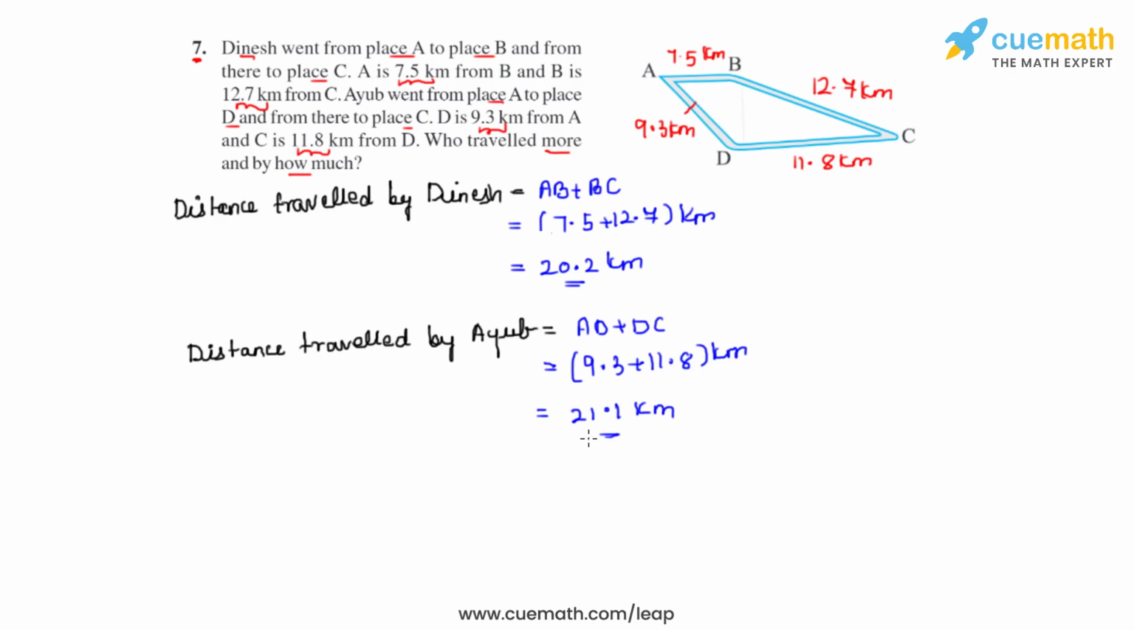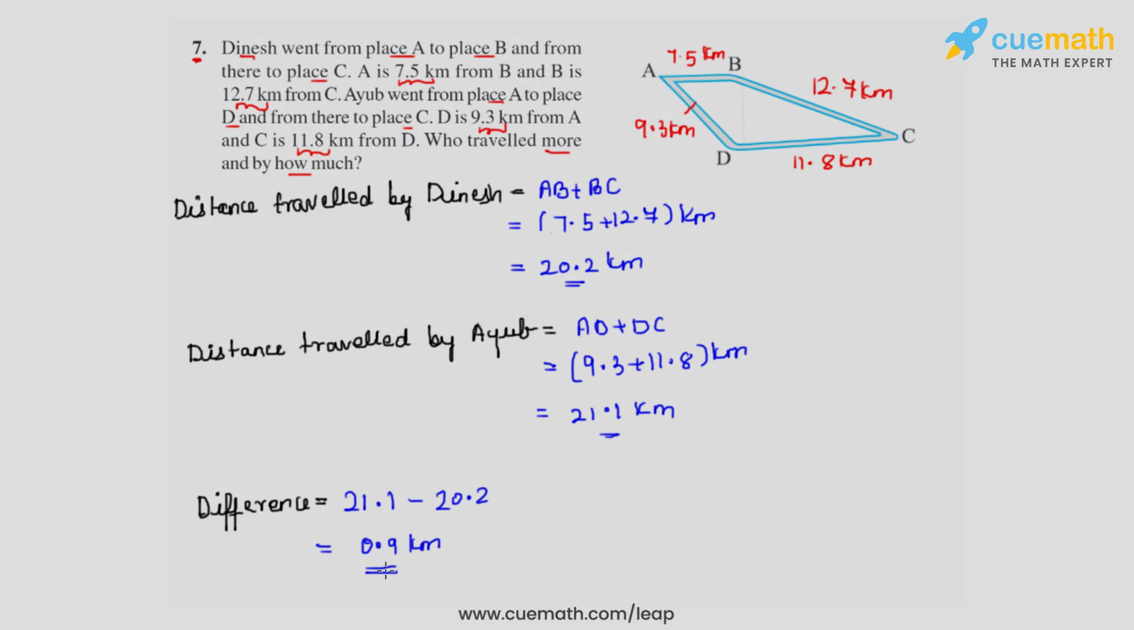Now to find how much more he travelled than Dinesh, we'll be finding the difference between the distances travelled by both of them. So the difference that we have will be 21.1 minus 20.2. Subtracting these two will give us the difference as 0.9 kilometers. That is, Ayub travelled 0.9 kilometers more than Dinesh. And this is how we solve question number 7.